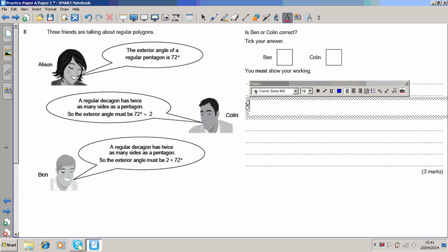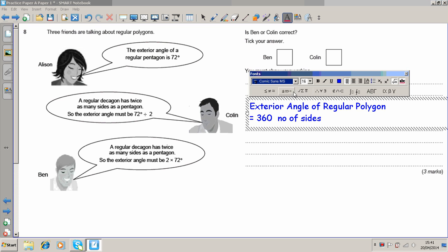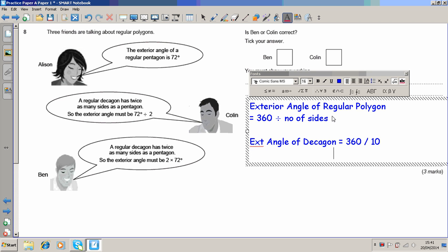Well, the way I would do this, I'd use the rule for exterior angles. So exterior angle of a regular polygon equals 360 divided by the number of sides, which is a rule you really need to know. So for us, exterior angle of a decagon equals 360 divided by the number of sides, which is 10. So that is equal to 36 degrees.